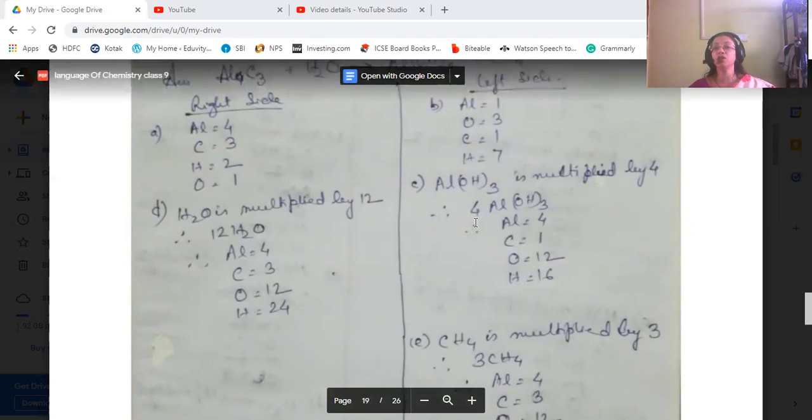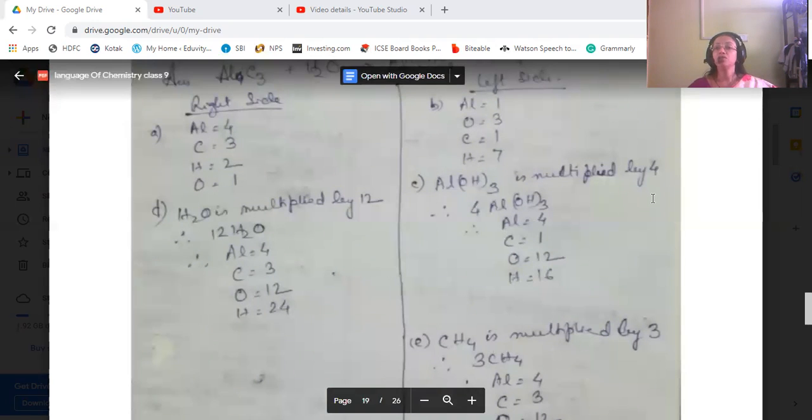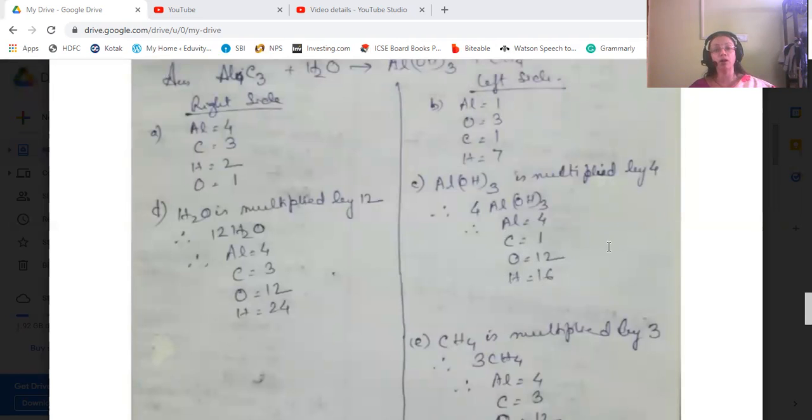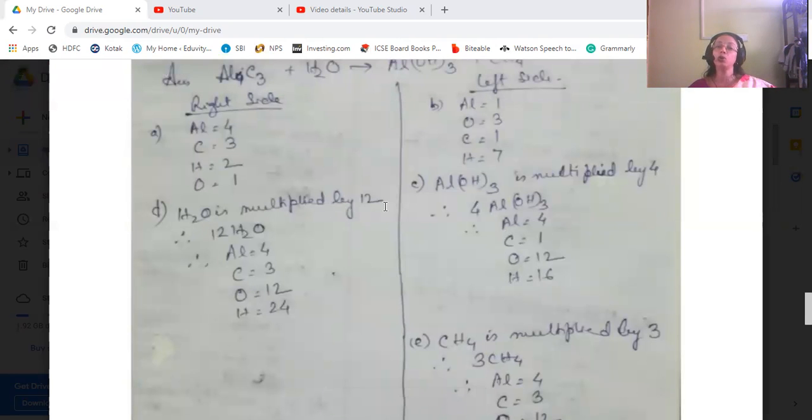First, on the product side, Al(OH)3, that is aluminium hydroxide, is multiplied by 4. So we get aluminium is equal to 4, C is equal to 1 on the product side, O is equal to 12, and H is equal to 12. Then we come to the reactant side, H2O is multiplied by 12. Then we get Al is equal to 4, C is equal to 3, O is equal to 12, H is equal to 24. See, still it is unbalanced.